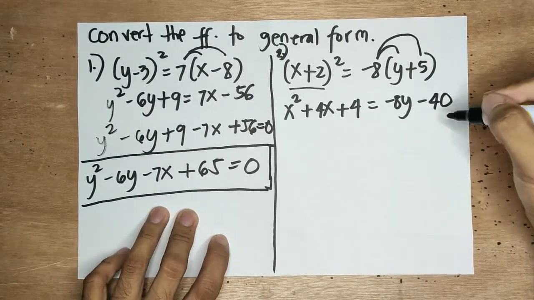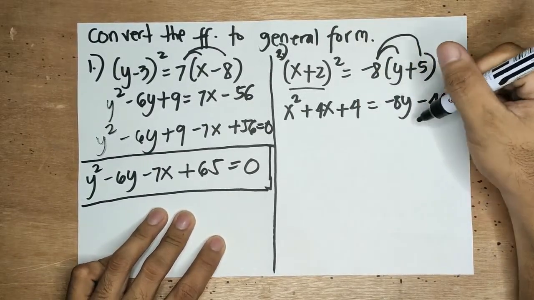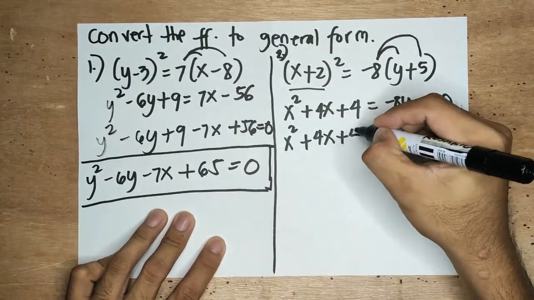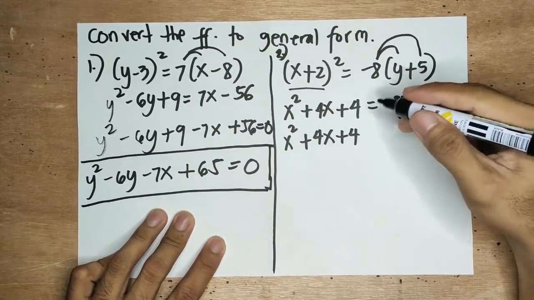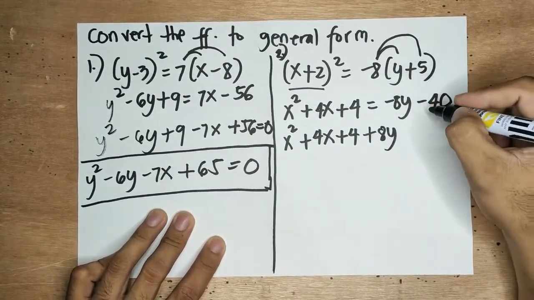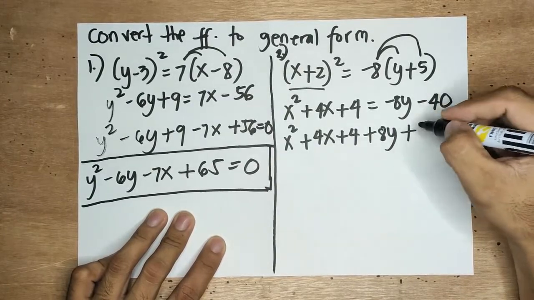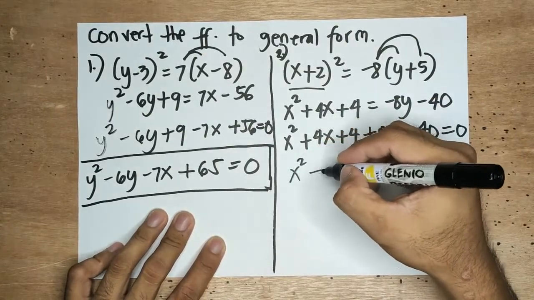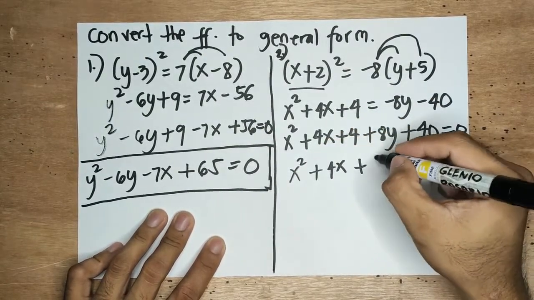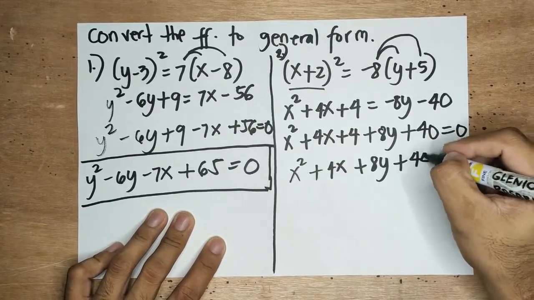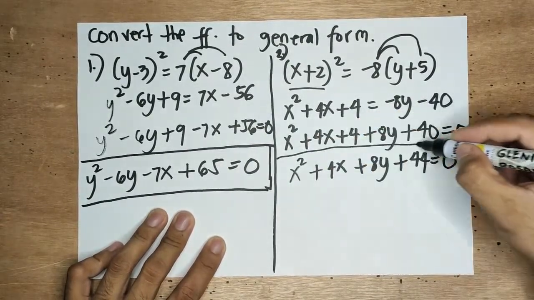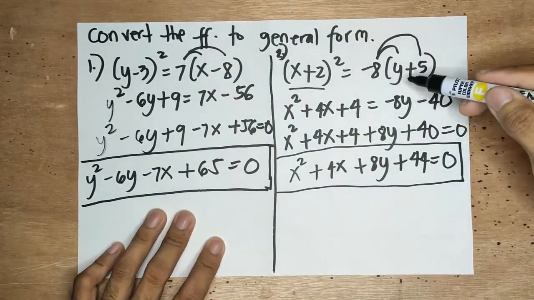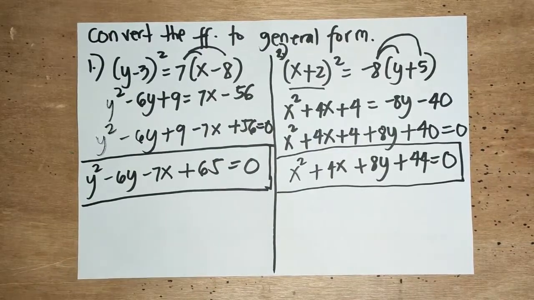So, lahat ng terms na nasa right, ililipat sa left at 0 yung may iwan sa right. We have x squared plus 4x plus 4. From negative 8y, ililipat sa kabila, it will be positive 8y. And then from negative 40, ililipat sa kabila, magiging positive 40 is equal to 0. So, combining similar terms, we have x squared plus 4x plus 8y plus 44 is equal to 0. This is the equivalent general form of x plus 2 squared is equal to negative 8 times y plus 5. Okay?